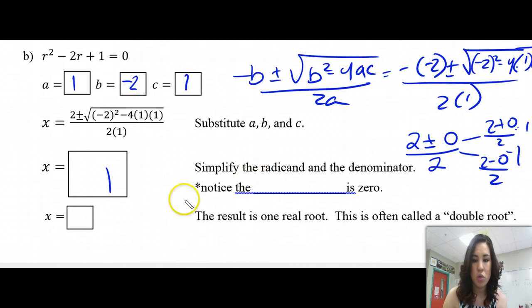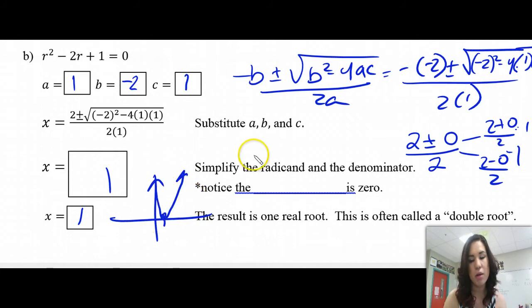So we have one real root. It's called a double root. Why? Because it touches exactly, sorry, I drew that wrong. It would be right here at 1, and that just means it bounces up. So right there, this is that kind of problem where you end up with 1.